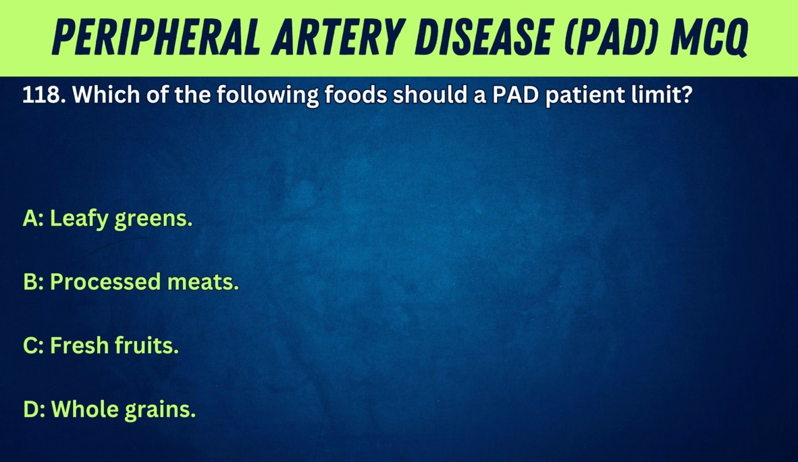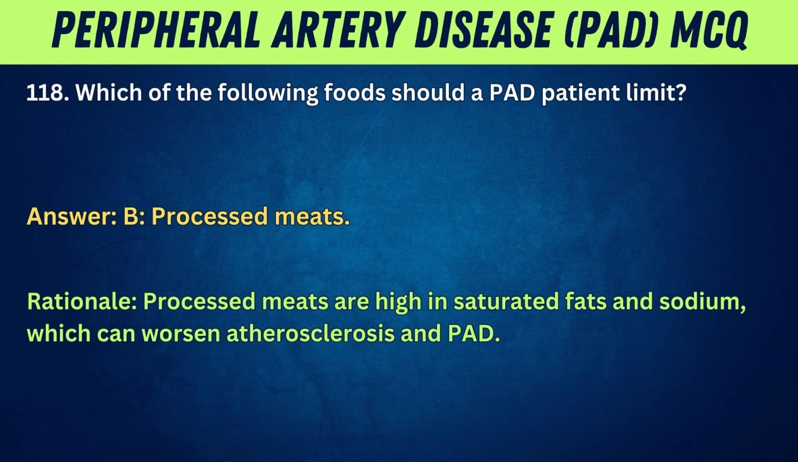118. Which of the following foods should a PAD patient limit? A. Leafy greens. B. Processed meats. C. Fresh fruits. D. Whole grains. Answer: B. Processed meats. Rationale: processed meats are high in saturated fats and sodium, which can worsen atherosclerosis and PAD.